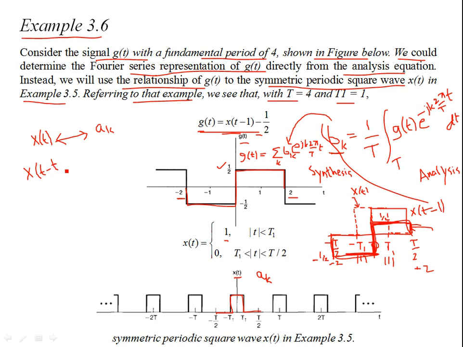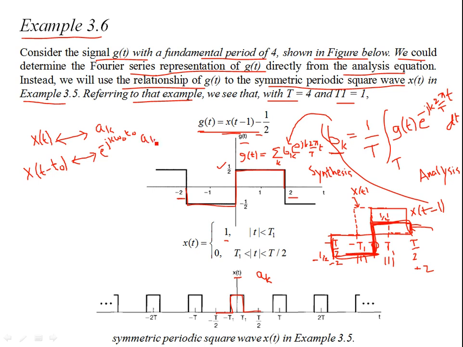And if you recall the properties from last time, if your signal is shifted to the right by t0, then the Fourier series coefficients take the form e to the minus j k omega naught t naught, where t0 is the same shift by which the signal is shifted, multiplied by a_k.